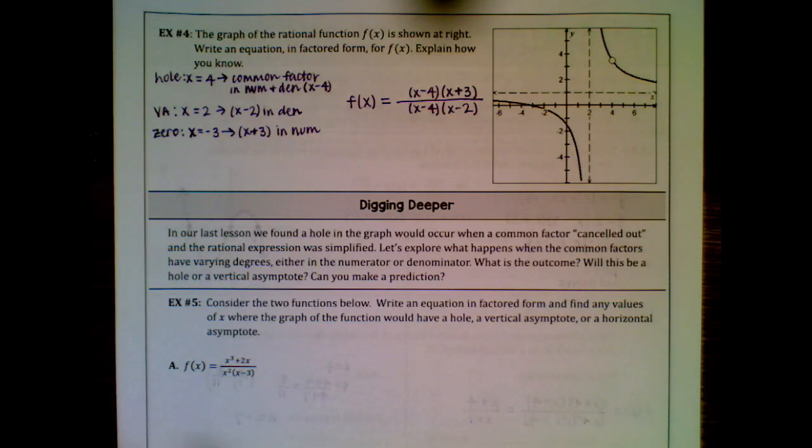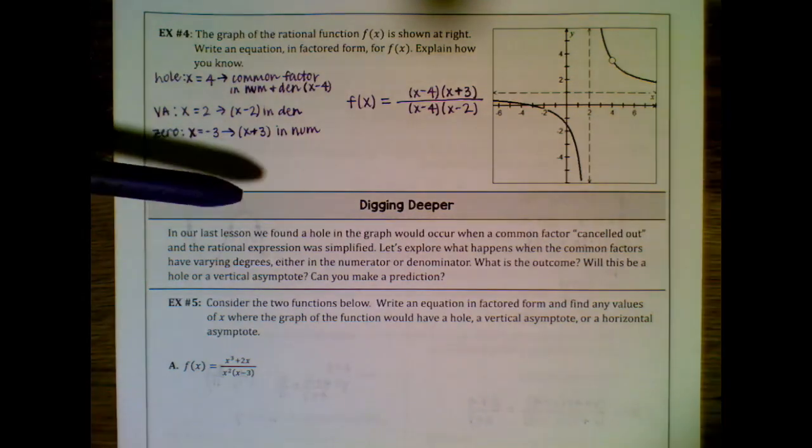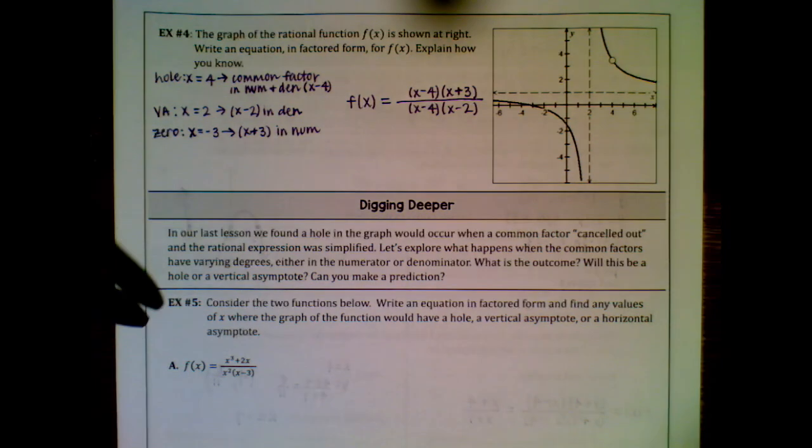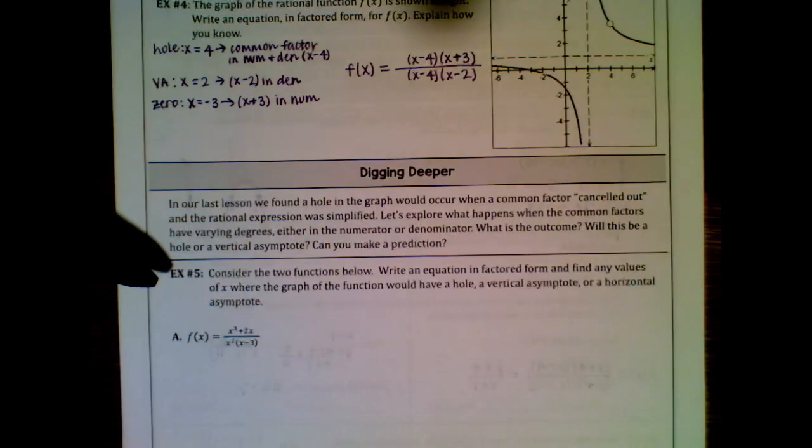All right, now let's put this all together and dig a little deeper. So in the last lesson, we found a hole in the graph would occur when a common factor cancels out, and the rational expression was simplified. Let's explore what happens when the common factors have varying degrees either in the numerator or denominator. What is the outcome? Will this be a hole or vertical asymptote? Can you make a prediction? So we've actually already talked about this, so this part should be a review.